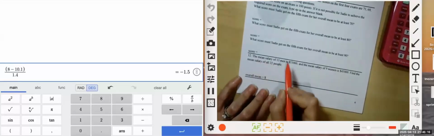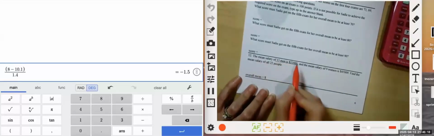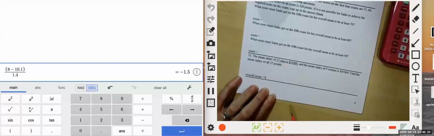The mean salary for 13 men is 53,000. Isn't this the way it is? The mean salary for 9 women is 45,000. Women are always less.